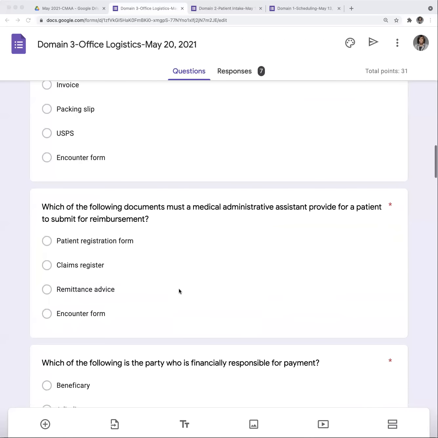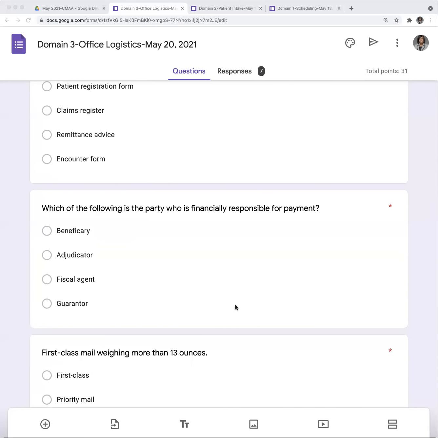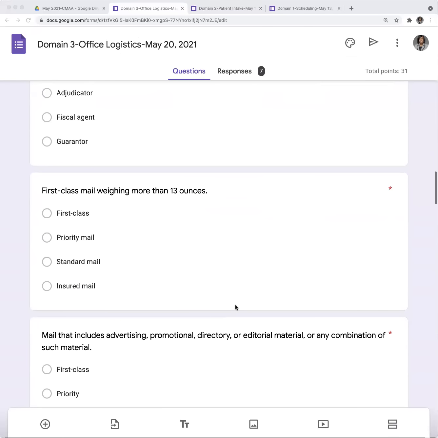Which of the following documents must an MAA provide for a patient to submit for reimbursement? An encounter form. Of note, an encounter form is also known as a super bill or a charge ticket. Which of the following parties is financially responsible for payment? The guarantor.